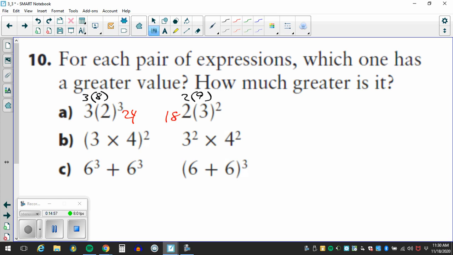Which one is greater? 24 is greater. How much greater is it? It is 6 greater.